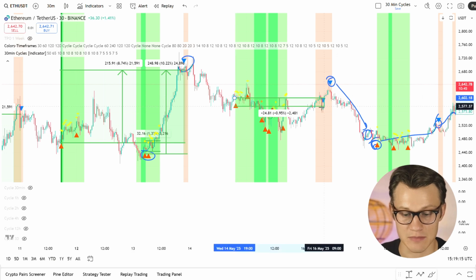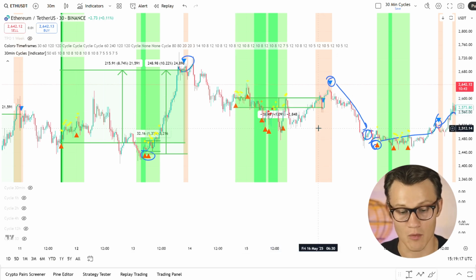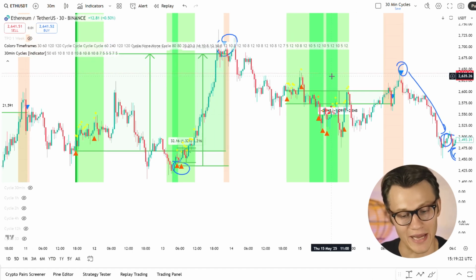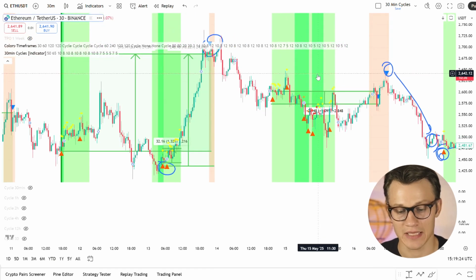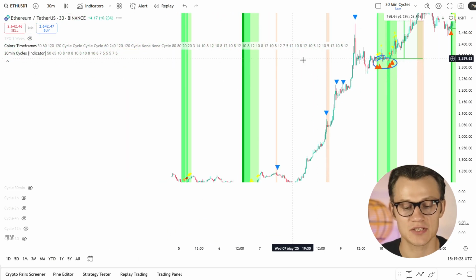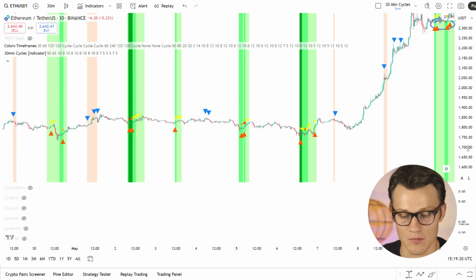Now, some of the signals might result in some loss. However, again, if you apply some stricter risk management and maybe you combine it with an additional indicator, you will have an even higher chance to succeed. Now, the basis for this strategy is actually cycles on smaller time frames.